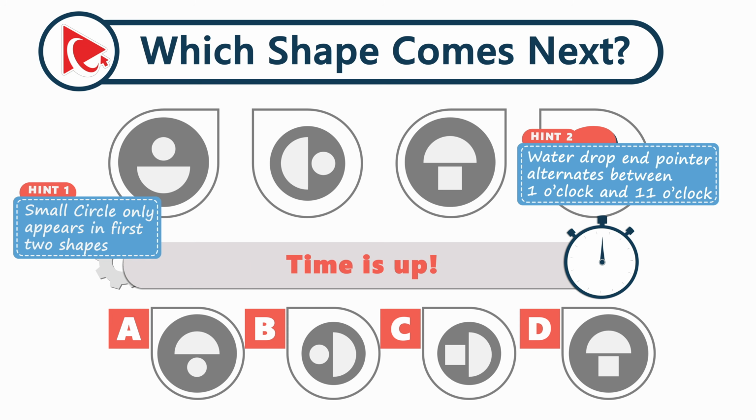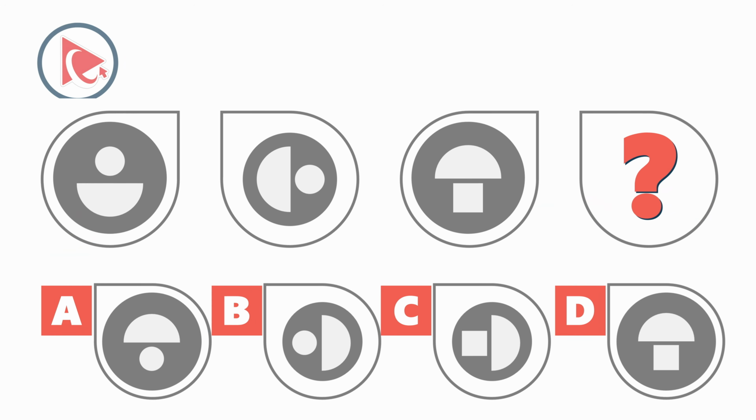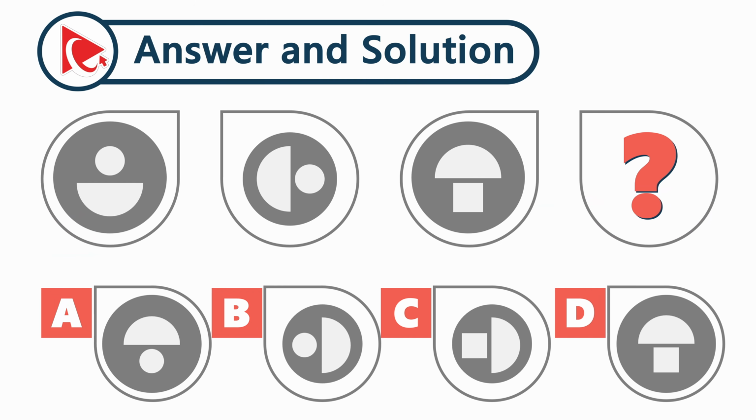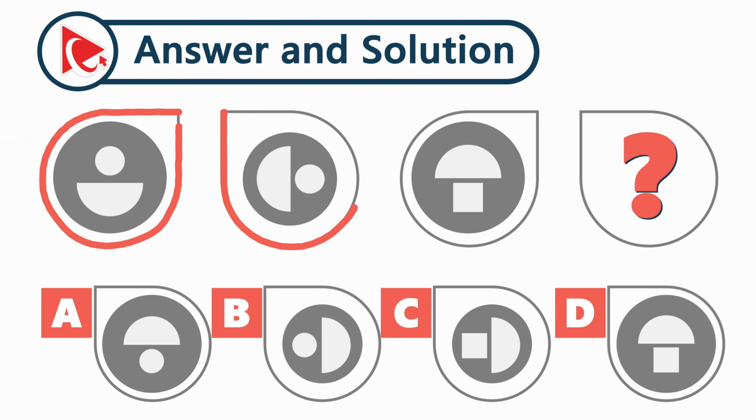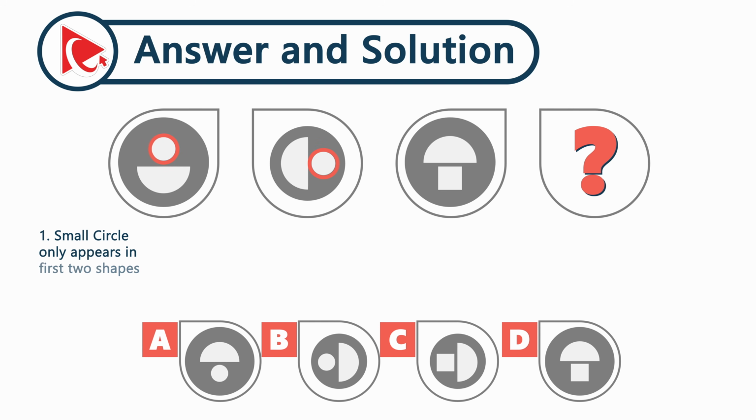Time's up. Do you have your answer ready? I hope so, because the pattern in this question couldn't be any easier. To better understand the pattern, let's look at the shape structure. On the outside of the shape, we see a water drop-like object. The first shape also has the dark circle, small circle, and half circle. If you look closely, you see that the small circle only appears in the first 2 shapes. In the third shape, we see the small square instead of the small circle, which tells us, if we follow the pattern, that the small square will also appear in the target object, object 4.